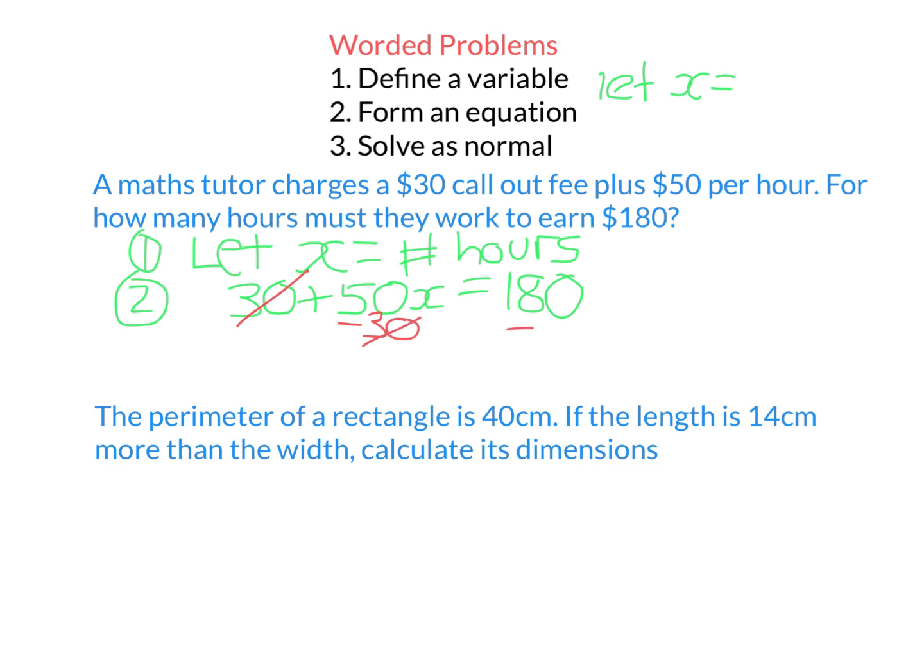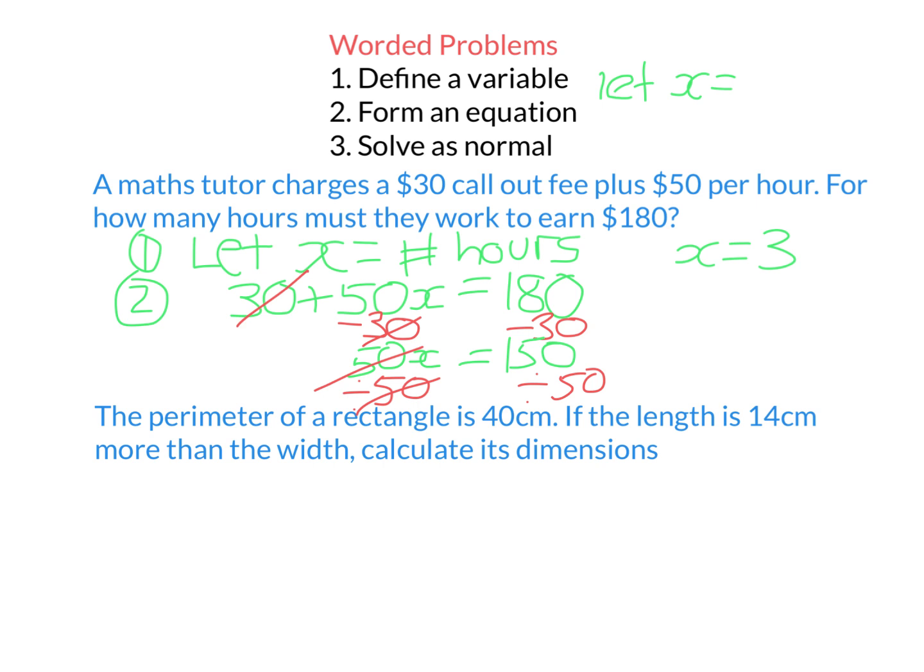Now, what I do to one side of the equation, I must do to the other. So I'm going to be left with 50x is equal to 180 minus 30. All right, I've got 50 times x. The way I undo timesing by 50 is to divide by 50, because timesing 50 and dividing 50 undo each other. So I'm just left with x equals 3. 150 divided by 50 is 3.